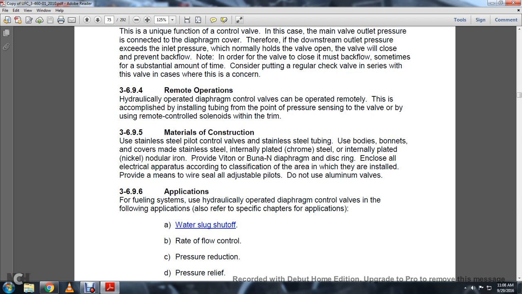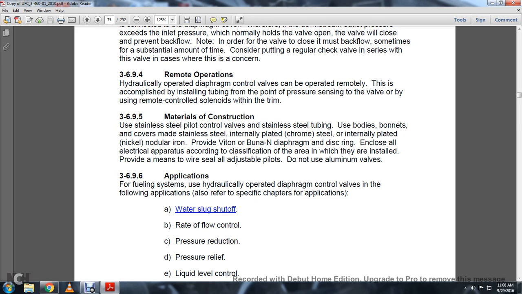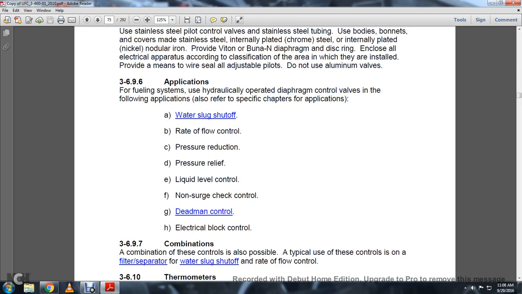3695 Materials of construction. Use stainless steel pilot control valve and stainless steel tubing. Use bodies and bonnets of cast steel, with internals of stainless steel plated with chrome steel or nickel, or ductile iron. Provide Viton or Buna diaphragm and disc rings. Provide enclosures on all electrical apparatus according to the classification of the area in which they are installed, provided with the means to wire a seal. For all adjustable pilots, do not use aluminum valves.